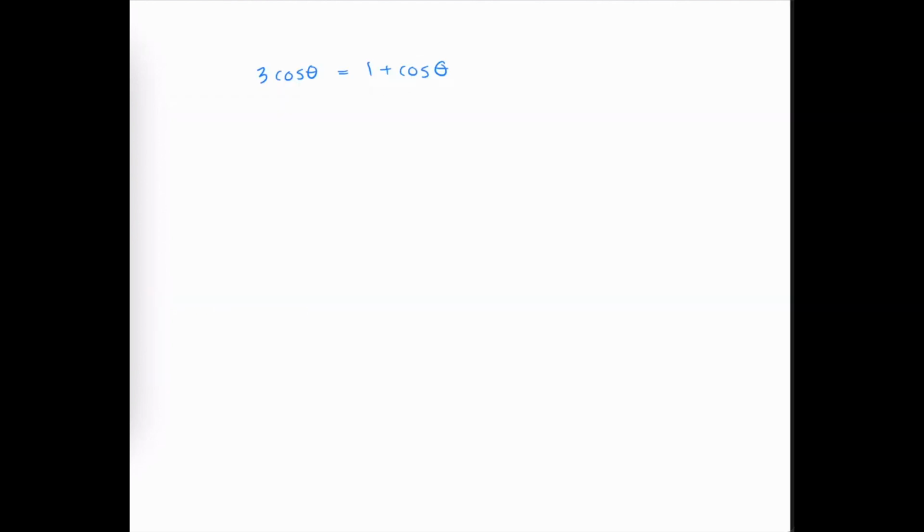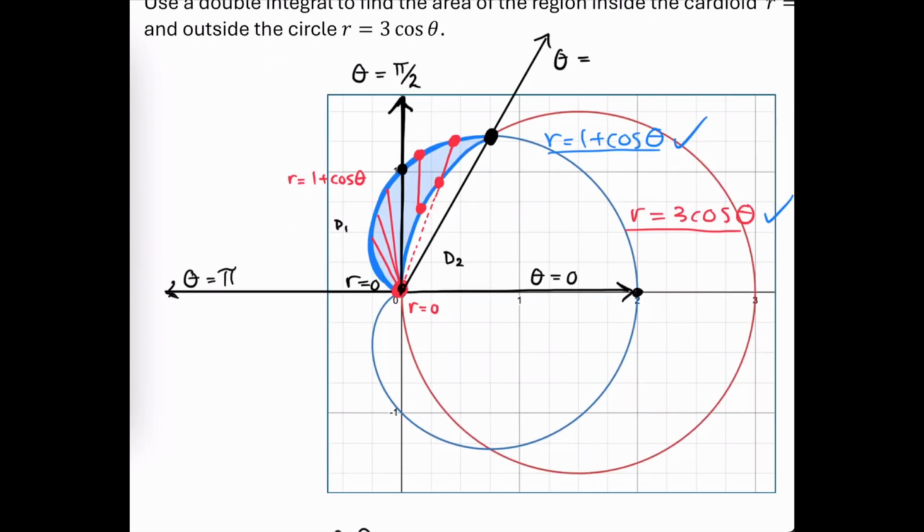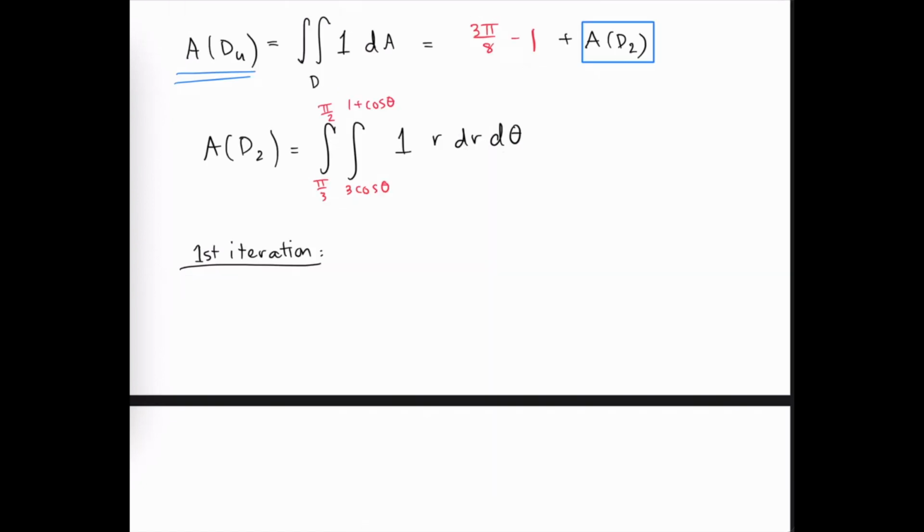So here we are, we're now going to solve for theta. Let's subtract cos theta from both sides to get 2 cos theta equals 1. Now we're looking for the angle whose cosine is 1/2. And in the first quadrant where our intersection point occurs, that's going to be pi over 3. So this angle is pi over 3, and our limits of integration are going to be from pi over 3 to pi over 2. So let's begin with this inside iteration.